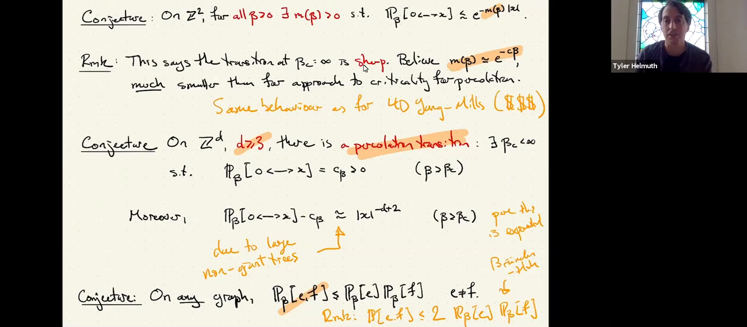Okay, so those are the conjectures, and basically they all seem quite interesting, but possibly difficult. It's not clear how to attack these.